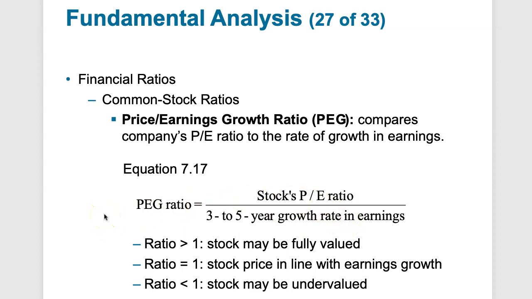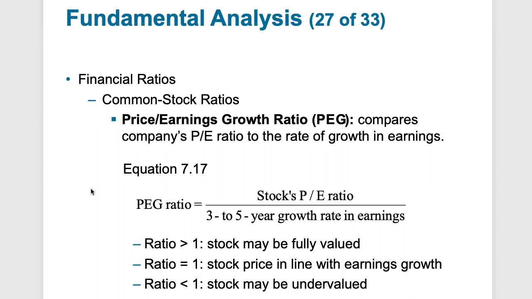So if the PE ratio, say, is 10, and the growth in earnings is at, say, 10%, we would want to look at how that mixes together. So if a PE ratio greater than 1, the stock is fully valued. So a PE ratio equal to 1, the stock is equally valued.